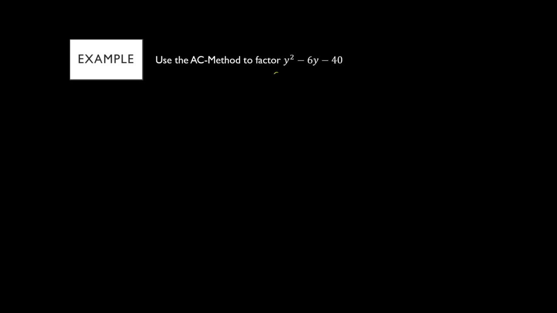And so we're going to take a, which is equal to 1, and c, which is equal to negative 40, and we're going to multiply those together. So ac is 1 times negative 40, so that just gives us negative 40. So the next step is you want to find 2 numbers that multiply to negative 40, and they need to add to negative 6. So we're now looking at this negative 6 right here. That is our b. b is negative 6.